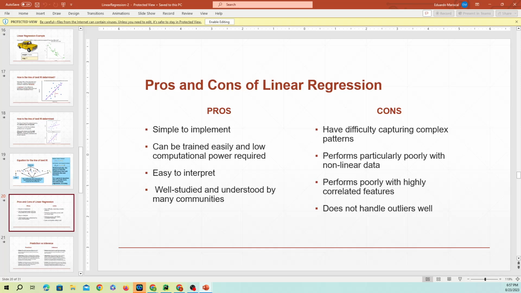Predictions versus inference. This is one that is also hard to separate or understand. So prediction, the purpose of prediction. The primary goal of prediction is to make accurate forecasts or estimations about future or unseen data points based on patterns learned from the historical data. So this is what you're going to try to predict on your data, right?